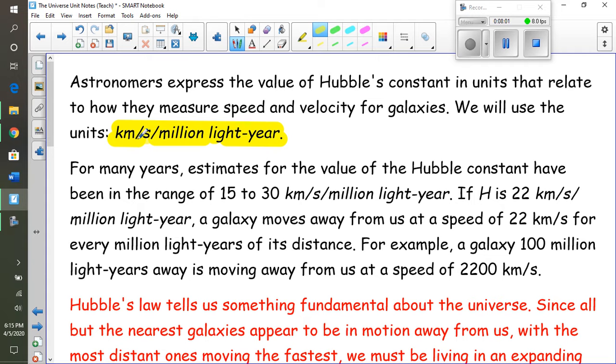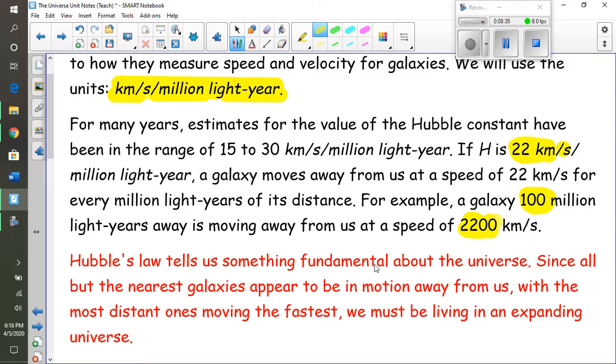So for several years, estimates for the value of Hubble's constant have been a range of 15 to 30 kilometers per second per million light years. And if we take the median, if we assume a 22 for this, that means a galaxy moves away from us at a speed of 22 kilometers per second for every million light years. So if we've got a galaxy that is 100 million light years away, it's going to be moving at 2,200 kilometers per second.